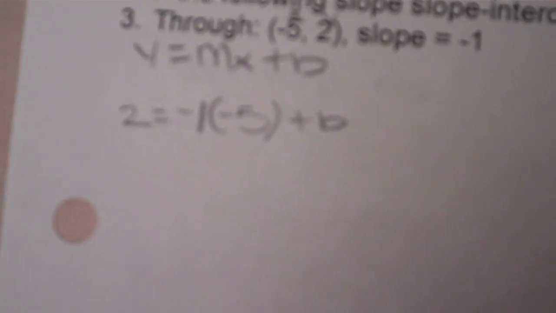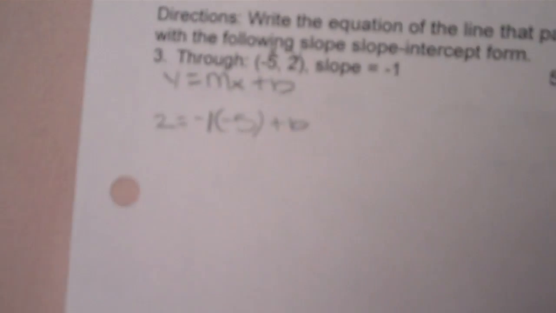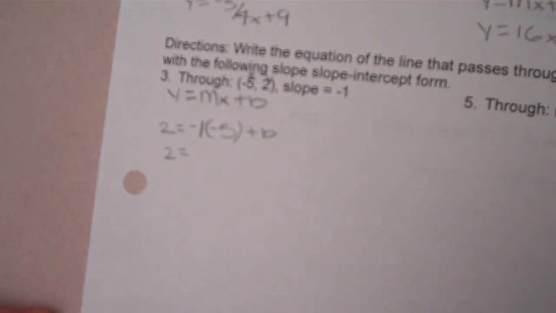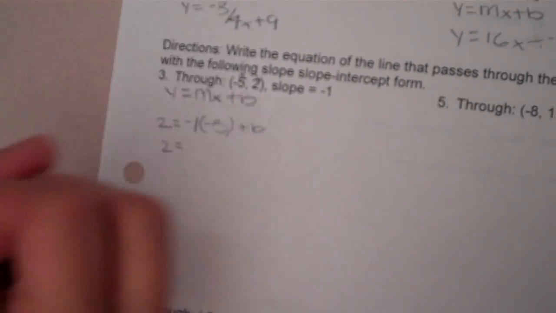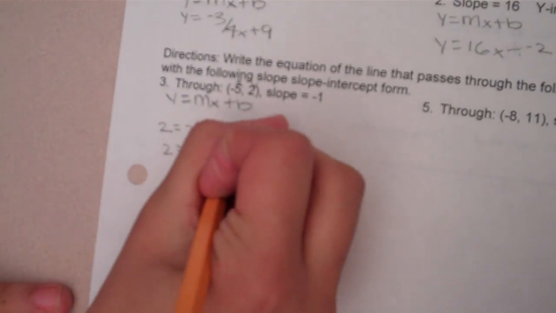Now that we have an equation, we can solve for b. We have to start to simplify. So we have 2 equals, now we have -1 times -5 equals +5, plus b. We use inverse operations to get b by itself.